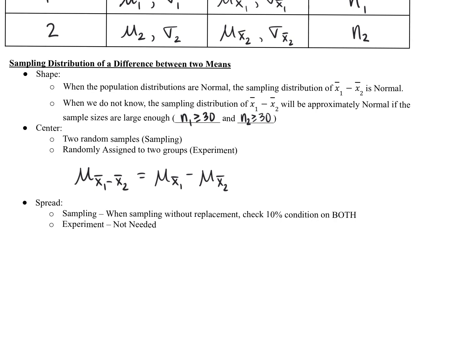Now, the standard deviation formula for a difference in means is actually not that similar to the standard deviation formula for a single mean. It's more closely related to when we were looking at a difference comparing two distributions. So we're actually going to do the square root of standard deviation 1 squared over N1 plus standard deviation 2 squared over N2. So very different than just your normal standard deviation formula.